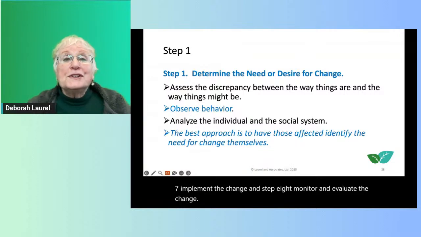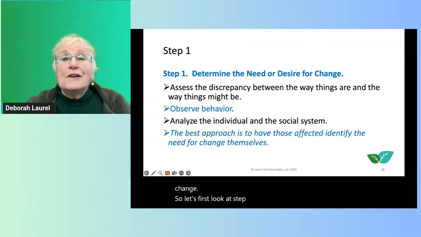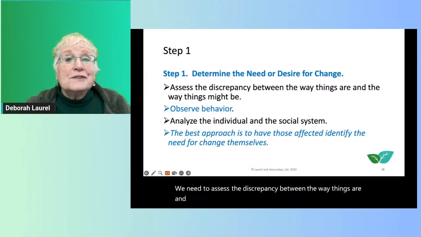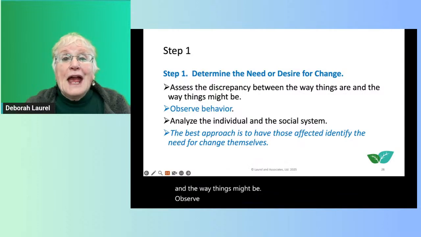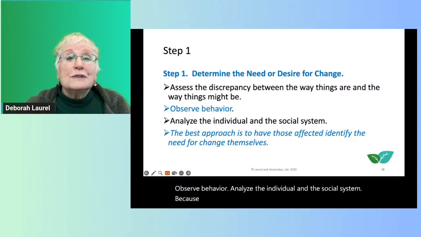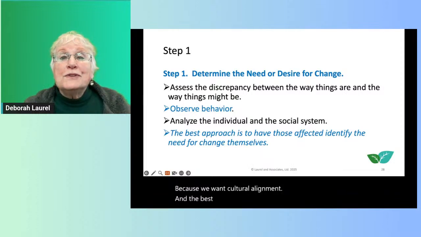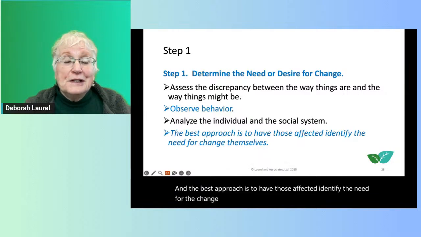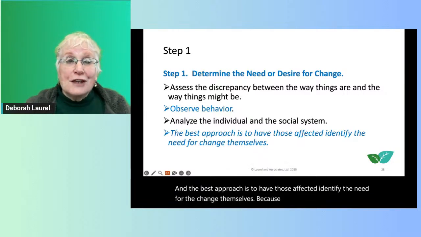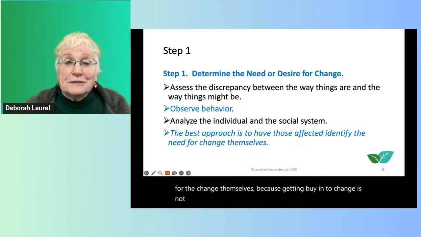So let's first look at step 1, determine the need or desire for change. We need to assess the discrepancy between the way things are and the way things might be. Observe behavior, analyze the individual and the social system, because we want cultural alignment. And the best approach is to have those affected identify the need for the change themselves, because getting buy-in to change is not always very easy.